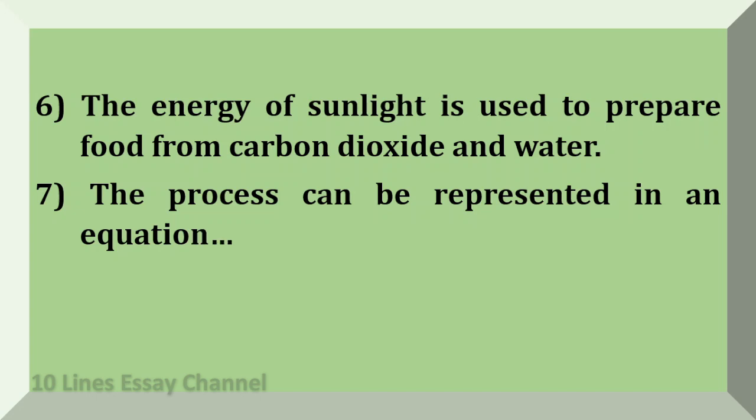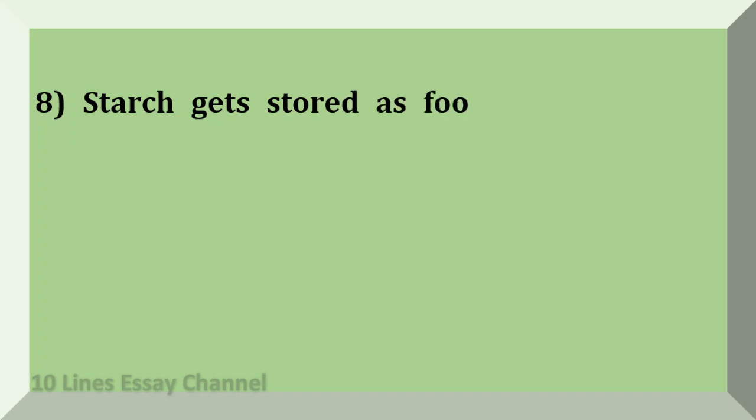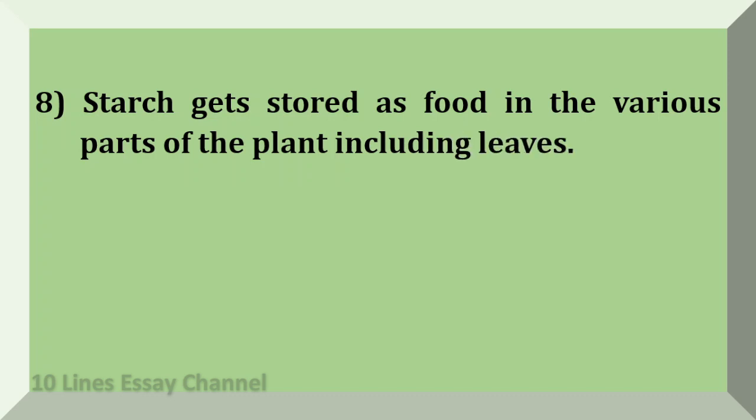The process can be represented in an equation. Carbon dioxide plus water gives rise to carbohydrate and oxygen. Starch gets stored as food in the various parts of the plant, including leaves.